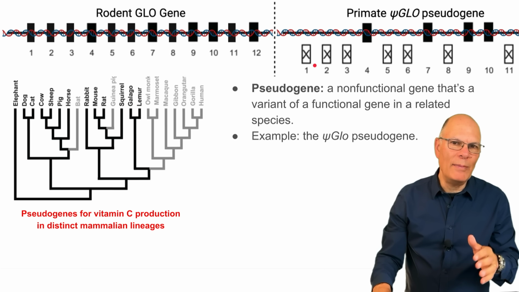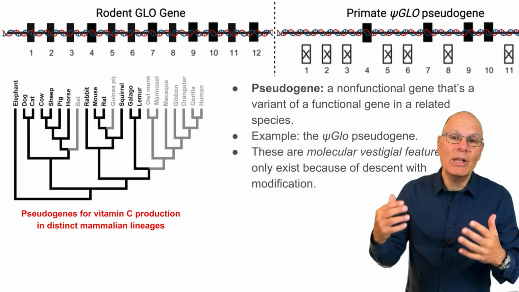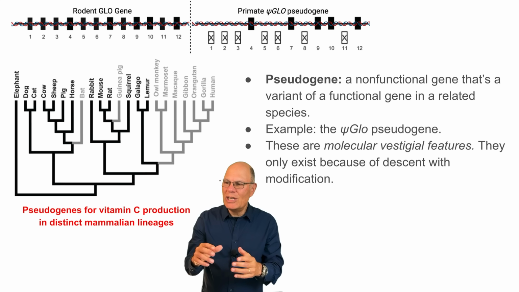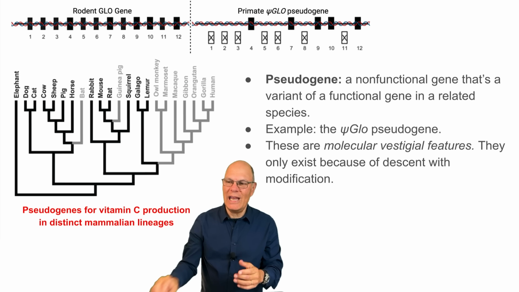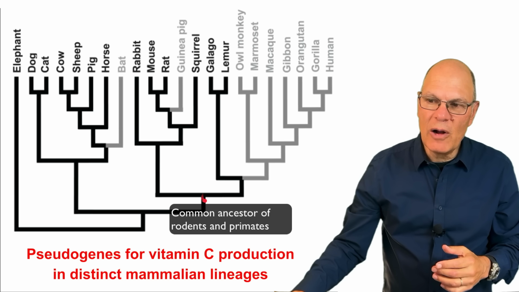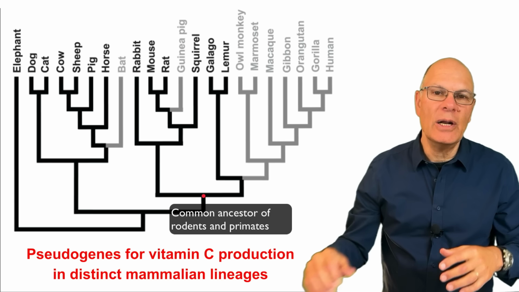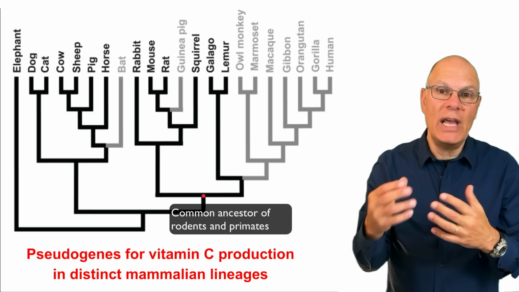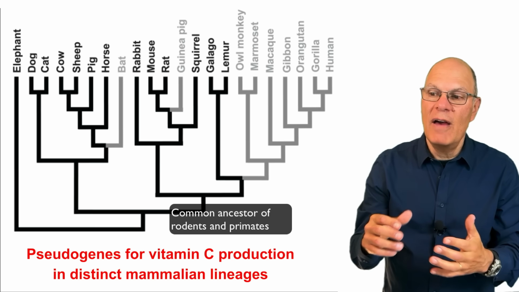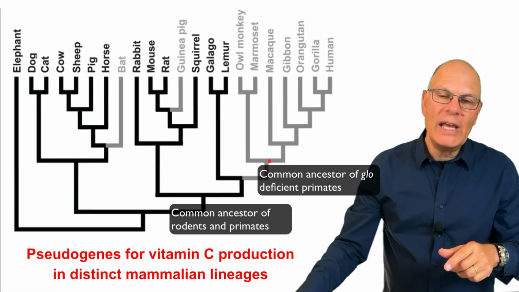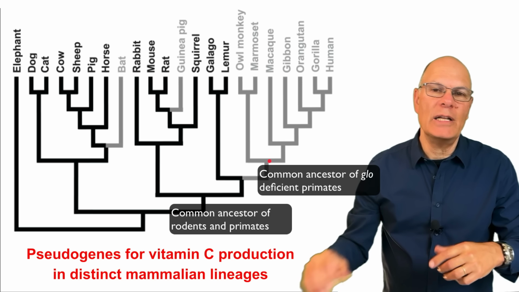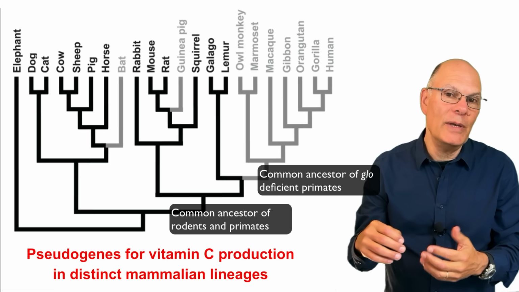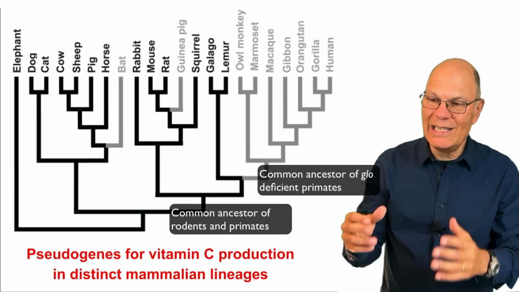Why do we have the remnants of this gene? It's a molecular vestigial feature. These pseudogenes only exist because of descent with modification. We and rodents share a common ancestor over here. That common ancestor had the GLO gene, and it was able to produce the enzymes to synthesize vitamin C. We primates lost the ability to do that. A mutation emerged and broke the gene, but because we lived in a fruit-rich environment, that mutation wasn't selected against.